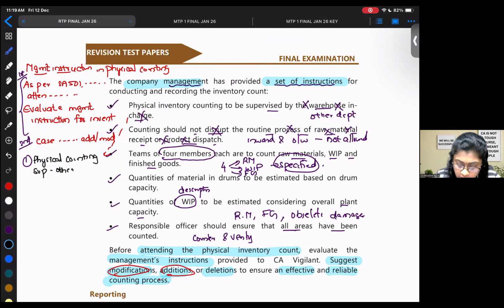Other than warehouse, like the finance department, not from warehouse.